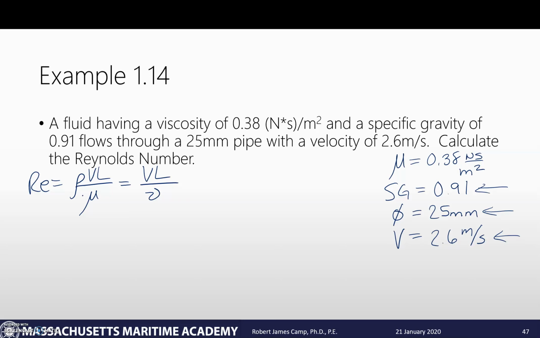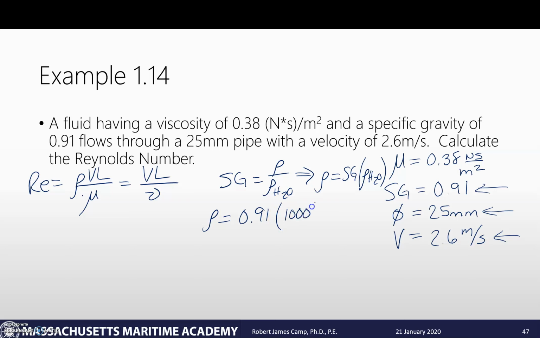So the first thing that we need to do is we've got that specific gravity, and we know from before specific gravity is density over density of water at 4 degrees C. So we can rearrange that equation and know that our density is our specific gravity times density of water at 4 degrees C. So density is just going to be 0.91. We're in the metric system. Water at 4 degrees C is 1,000 kilograms per cubic meter. That gives us a density of 910 kilograms per meter cubed.